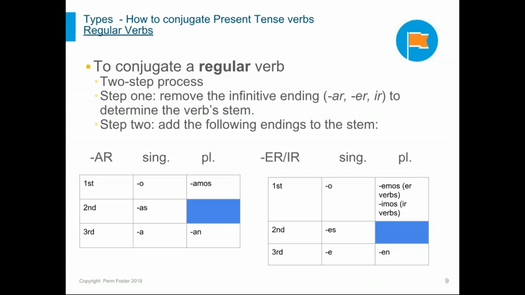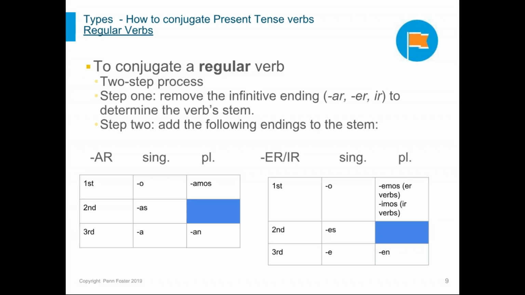And step 2, quite simply, after you've removed one ending, you're going to then add a new ending, the present tense endings in this case, as you can see in the charts at the bottom of the slide. AR verbs do have their own set of endings, as you can see on the left side, starting with O, ending with on. And ER verbs have their own set of endings, starting with O and ending with N.